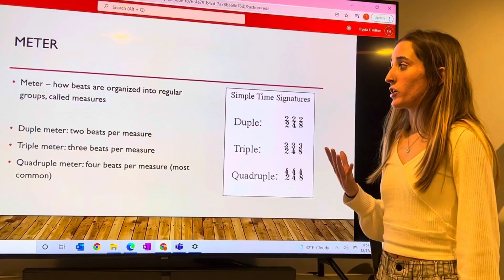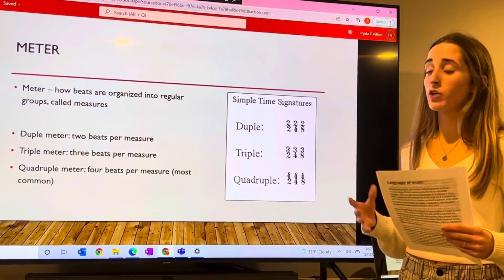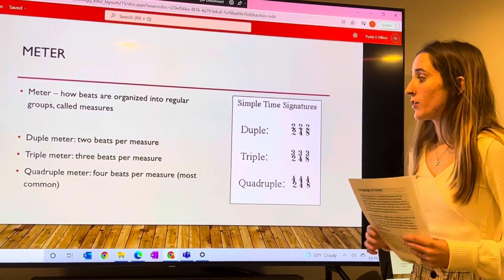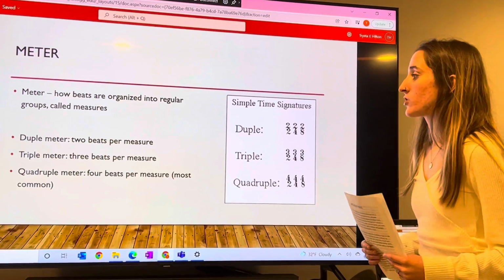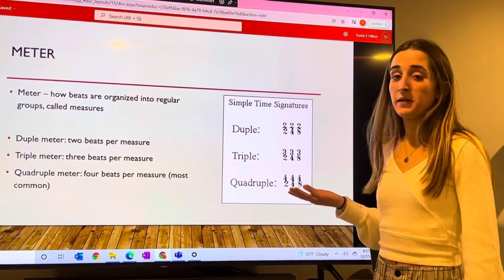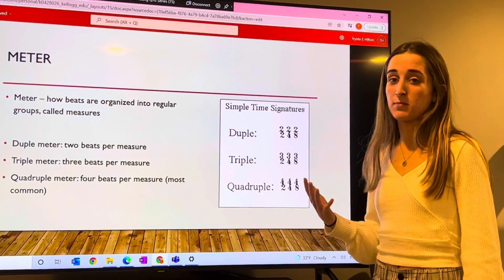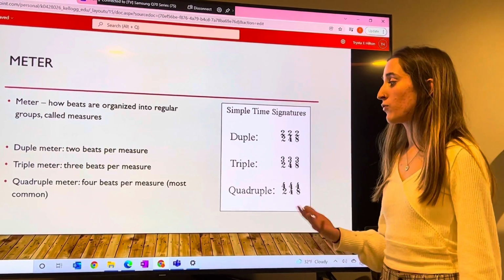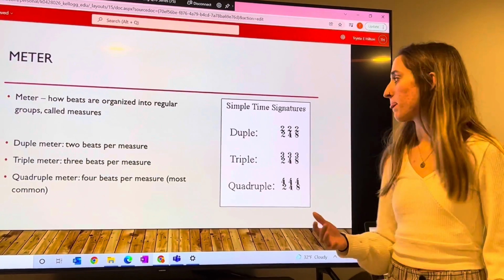Here is meter, which is how beats are organized into regular groups called measures. There are 3 types of basic meters. There's the duple meter, which is 2 beats per measure, a triple meter, 3 beats per measure, and a quadruple meter, which is 4 beats per measure, and this is the most common.